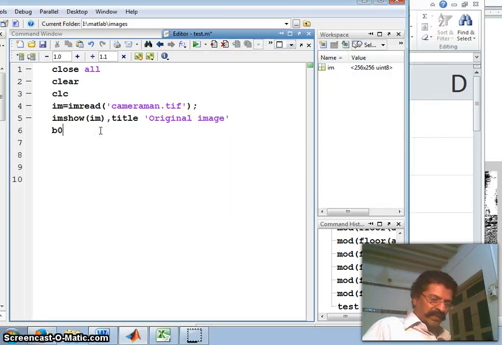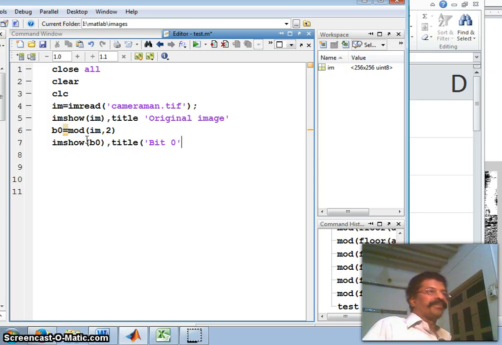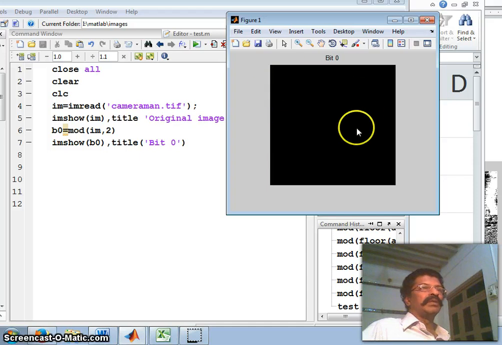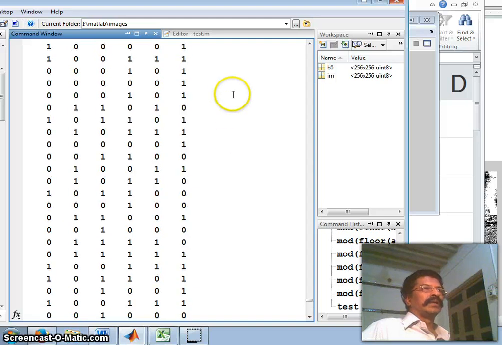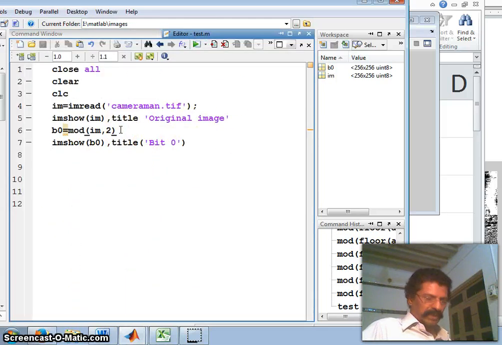Now I want the least significant bit. How can I do that? I can take the remainder of IM by 2, so B0 is mod of IM comma 2. Now I can show this with imshow of only B0, and give the title: the least significant bit, that is the bit 0 image. Now let us see whether I can get it. See that bit 0 has nothing, it is only zeros and ones. I did not put a semicolon, therefore it is printing this.